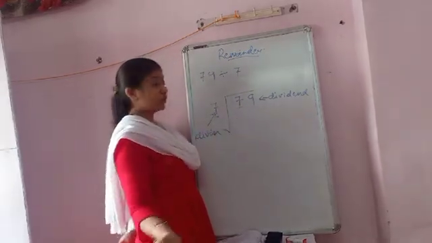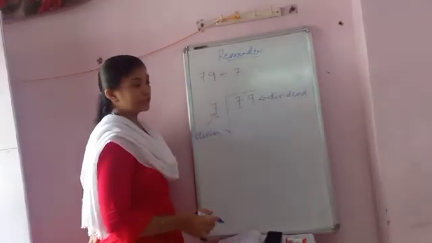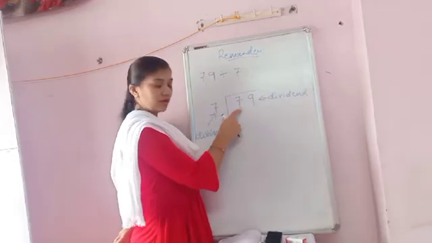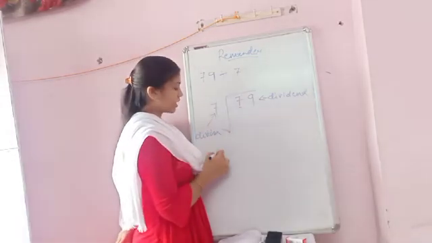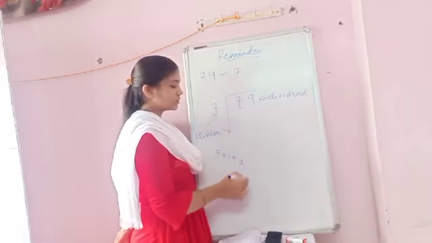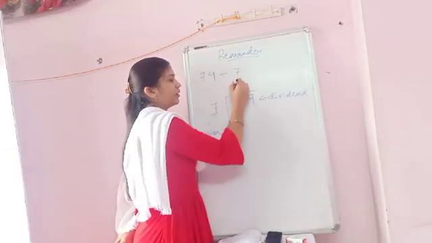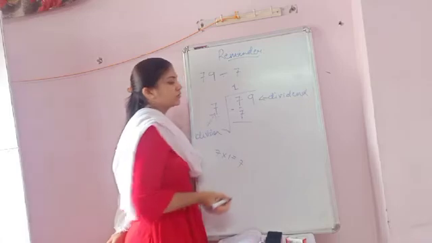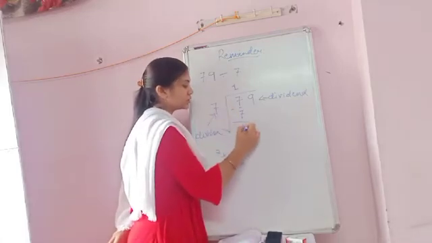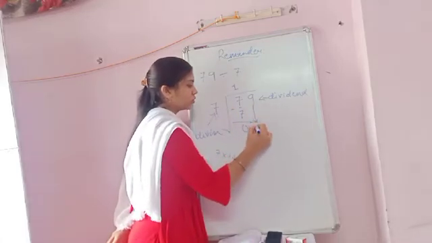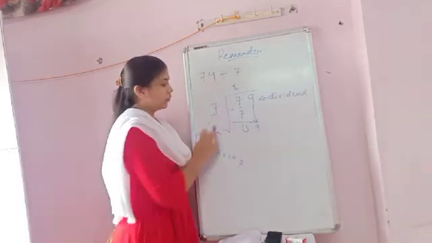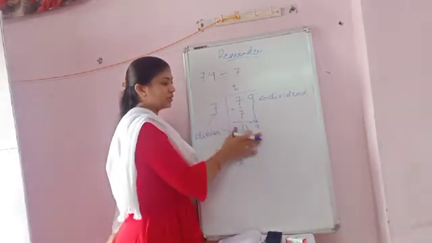Okay. First, comparing the number 7 and 7. Both are the same, means you can do the division easily for the one digit. 7 multiplied by 1, 7 ones are 7. So that's it. 7 minus 7 is 0, then bring down 9. Comparing the 7 and the 9, both are not equal.